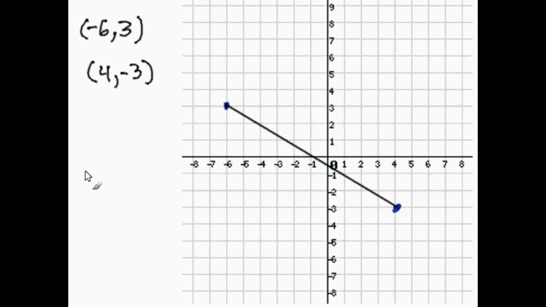And next, I'm going to find the direction of the line. Now, the slope is defined as rise over run. Rise over run. Rise represents the vertical distance that you travel to get from one point to the next, and run is the horizontal distance. Now we always travel from the left point to the right point.